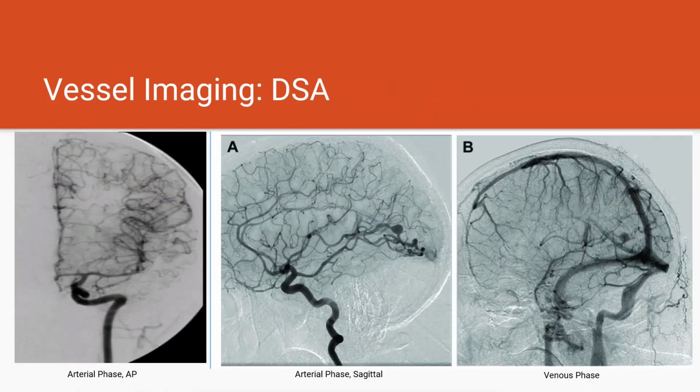So here's a couple pictures of vessels noted on DSA, both in the arterial and venous phase. And as you can see with this imaging, we're really able to delineate not only large branches of the circle of Willis, but also the very small distal branches. And then we can use the same method with just delayed fluoroscopy to capture really beautiful images of the venous system of the brain. And again, you can just see very fine details you never catch on CTA and MRA.